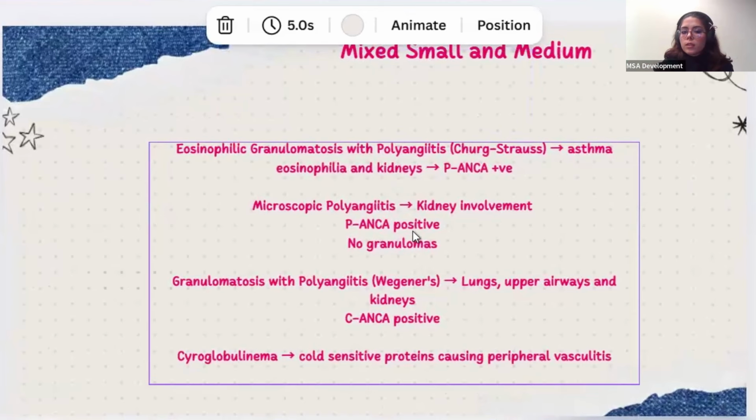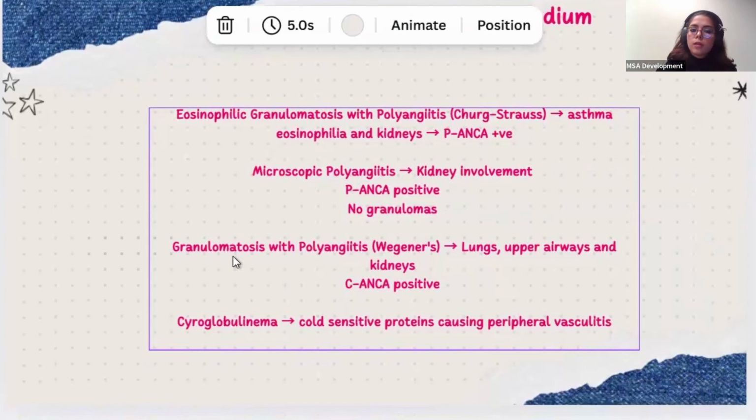Mixed small and medium vessel: eosinophilic granulomatosis with polyangiitis, Churg-Strauss disease, with asthma, eosinophilia, kidney involvement, and P-ANCA positive. Think of allergies, seasonal allergies; that's how I connect it in my head. Microscopic polyangiitis has kidney involvement, P-ANCA positive, and no granulomas. Granulomatosis with polyangiitis, Wegener's, involves the lungs, upper airways, and kidneys, and is C-ANCA positive.